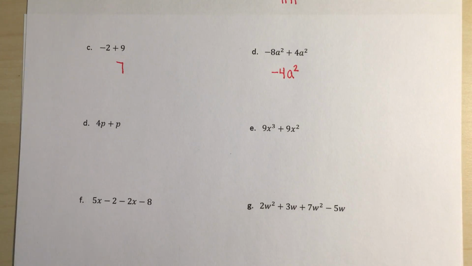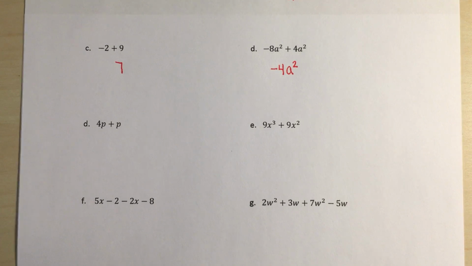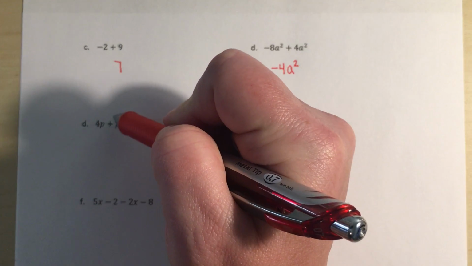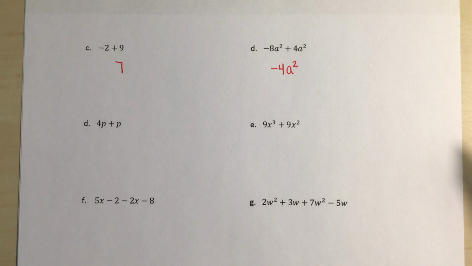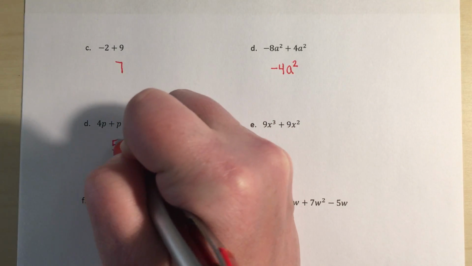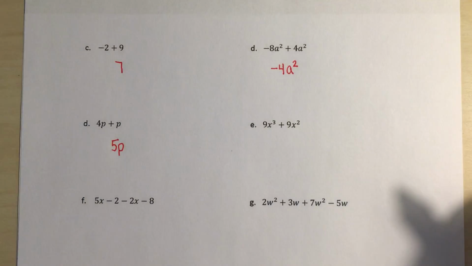For the next one, 4p plus p. Looking at these, they are both like terms. They both have the variable p. They both have an exponent of 1. We want to add these. Remember, in front of this other p, there is an invisible 1 as a coefficient. So if you want to write an invisible 1 in here, if that's beneficial to you, definitely feel free to do so. But 4p plus 1p is going to give us 5p.